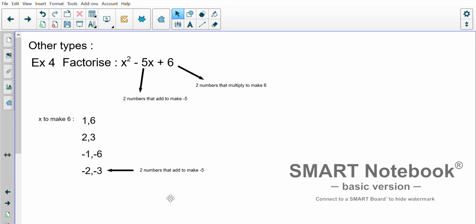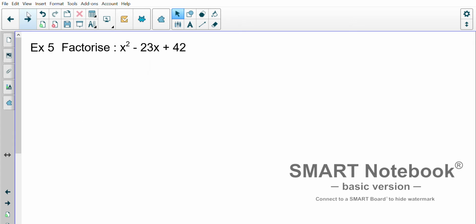So if you were to factorise x squared minus 5x plus 6, you would have an x and a minus 2 in your brackets, and an x and a minus 3 inside your brackets. Let's look at another example.